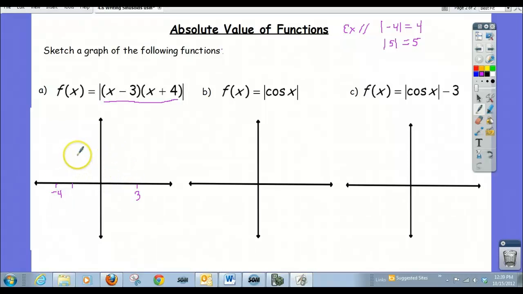Now it's a parabola, and how do I know it's a parabola? Well, if I were to multiply this out, I'd get an x squared term, and that would be the highest power. So I know it's a parabola, and when I multiply those, I get x squared, so it's opening up. I'm just going to sketch briefly what the picture would look like. Don't sketch this yet, because this is not what we're going to graph. Okay, so that's the graph of x minus 3 times x plus 4.